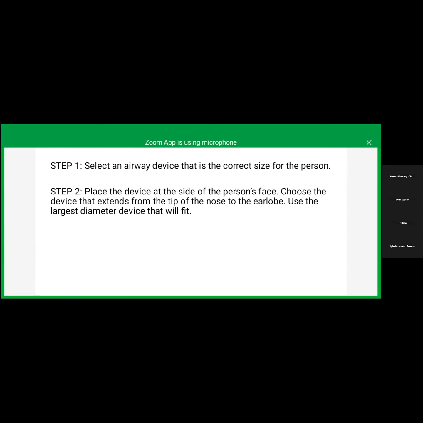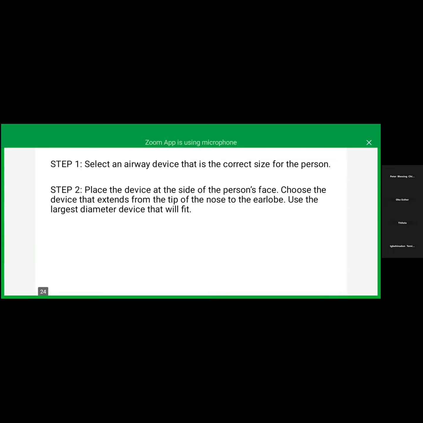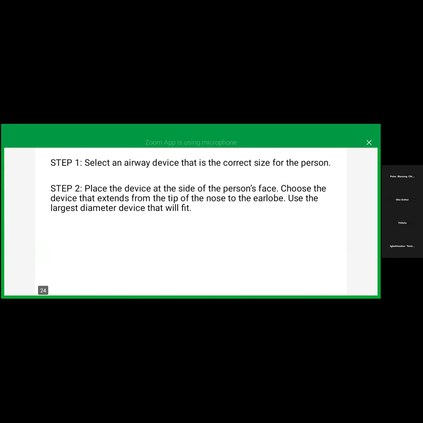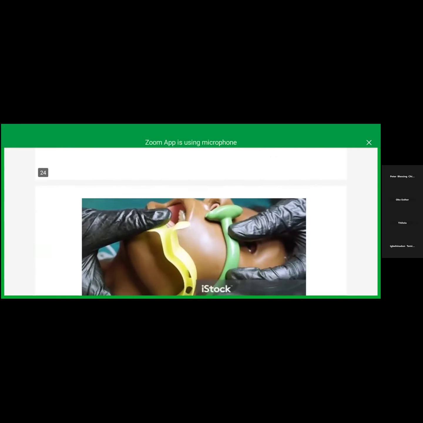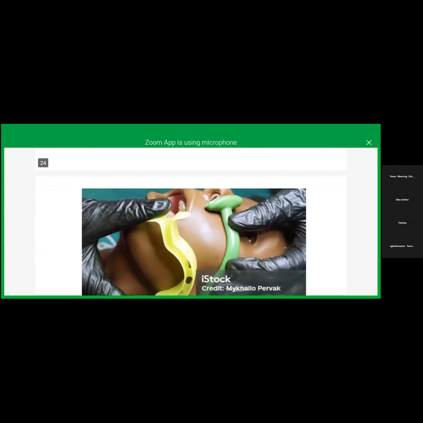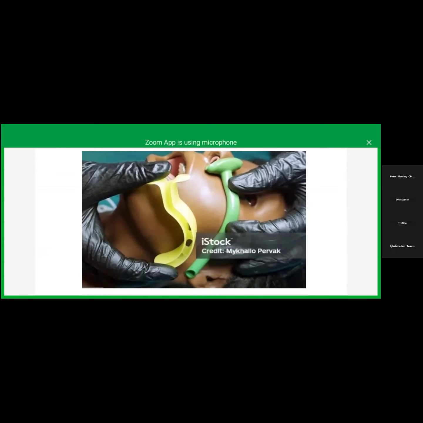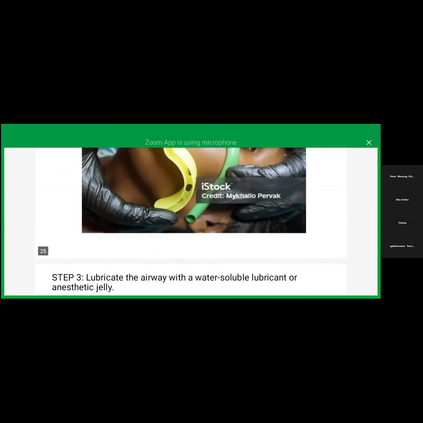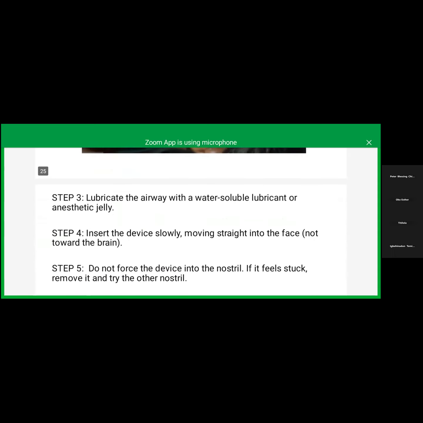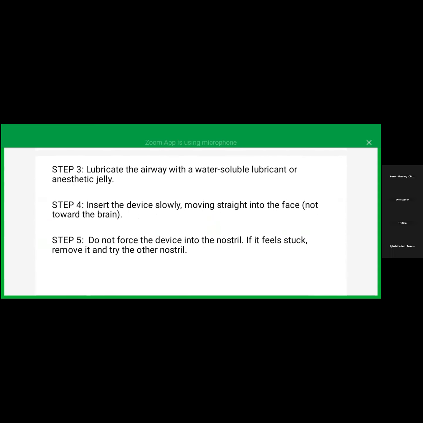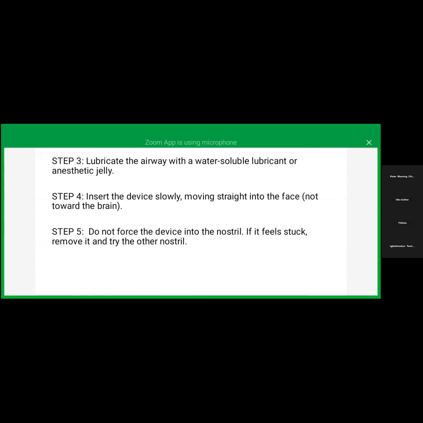After that, what do we need to do? We have to lubricate the nasopharyngeal airway device, as we have mentioned before. After we have lubricated the nasopharyngeal airway device with a water-soluble lubricant, we insert the device slowly, and we insert it straight into the face.